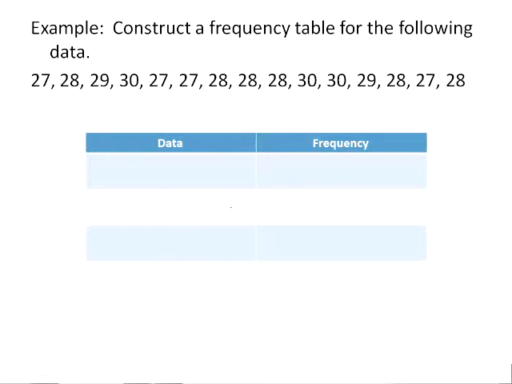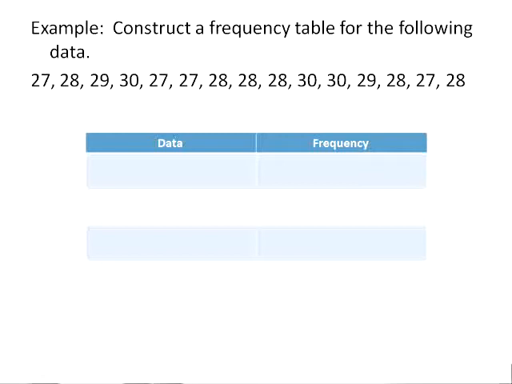Now notice our frequency table has two columns. The first column with the data, the second column with the frequency. Now the frequency is just how often the data point occurs. So what data points do we have in this data set?